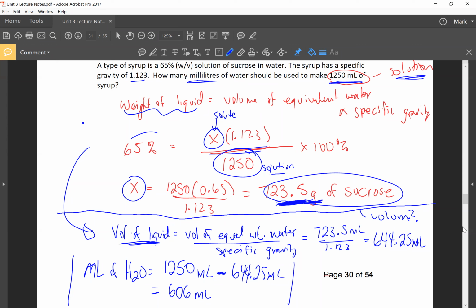But sir, it says 1250 of syrup. Syrup is sucrose. No, the syrup is the whole thing. A type of syrup is a 65% solution of sucrose in water. The syrup is the solution. Okay, thank you, sir. No problem.